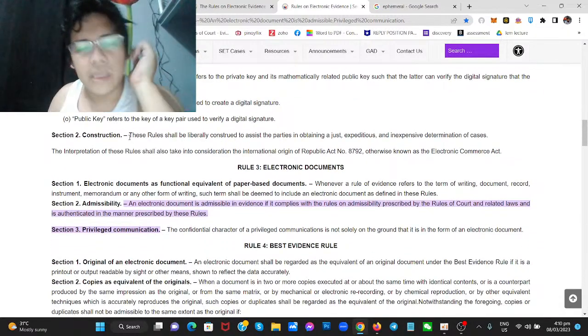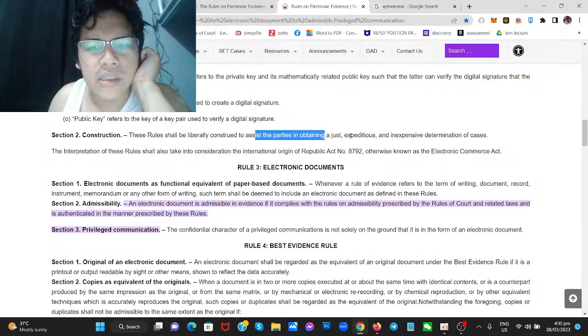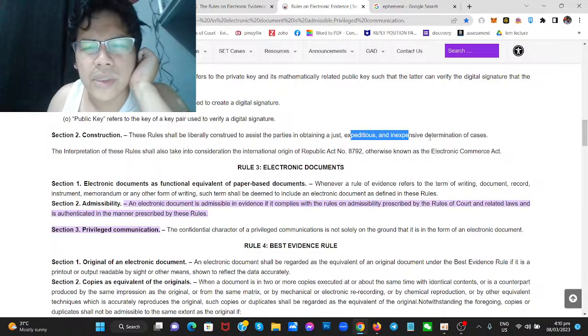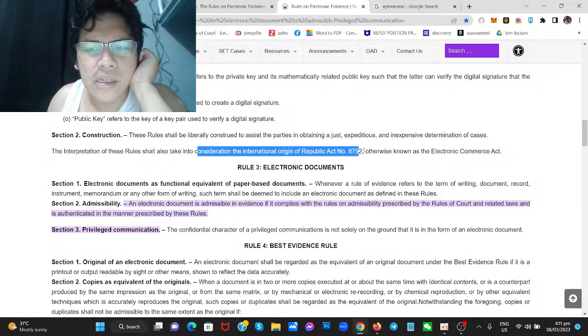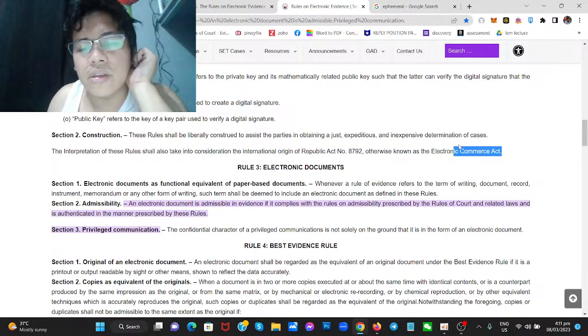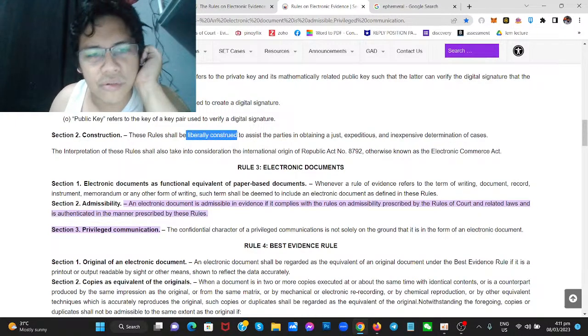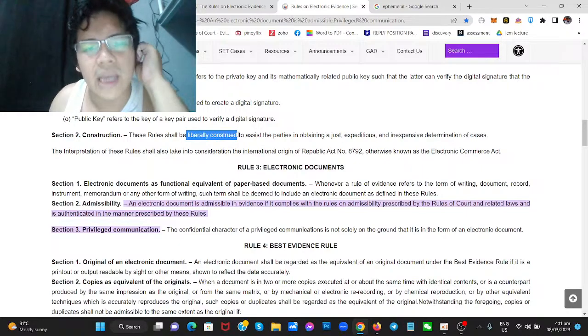How will this law be construed? To be construed, rather, not constructed, to assist the parties in obtaining a just, speedy and inexpensive determination of cases. Okay. It shall also take into consideration the Electronic Commerce Act. Okay. Liberally construed. Hindi siya strictly construed. Okay. Malaya.